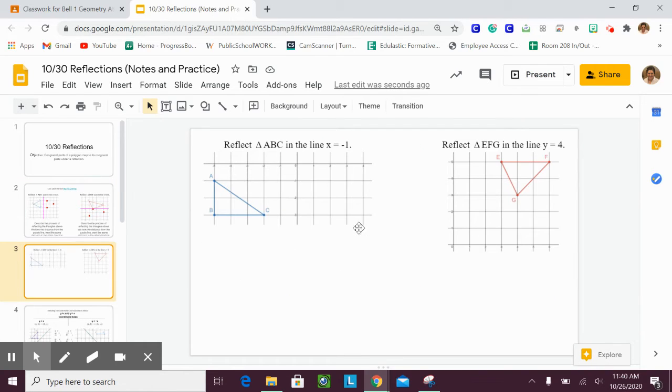We're going to reflect over the line x equals -1. So it's going to be the exact same thing. We're still going to look at that distance, but it's a different line this time. So here is -1 on the x-axis. So I'm just going to draw a line that goes through that.